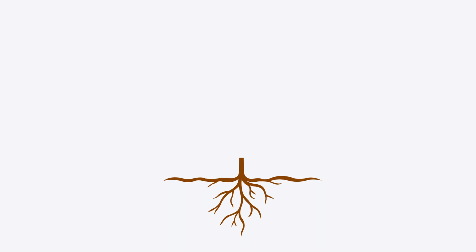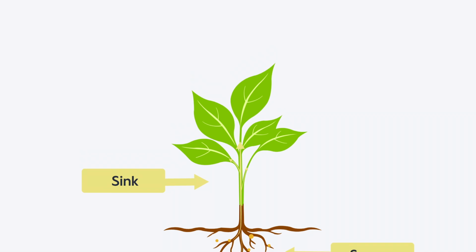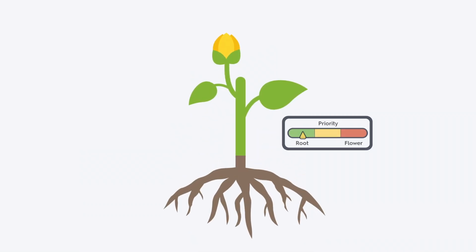Now flip the situation. In early spring, stored sugar in roots can become the source. New shoots and buds are the sinks. The pressure pattern reverses, so sugar flows upward. Same mechanism, different source and sink. What if multiple parts need sugar?